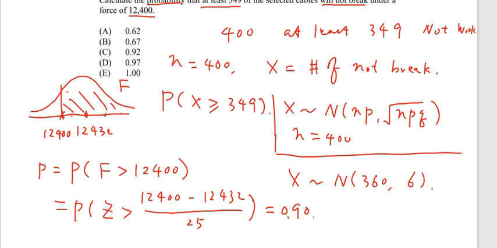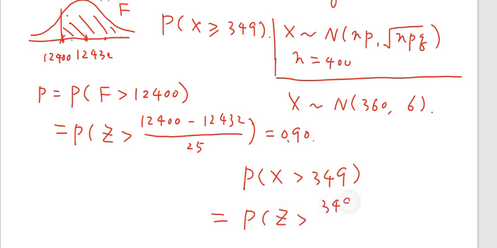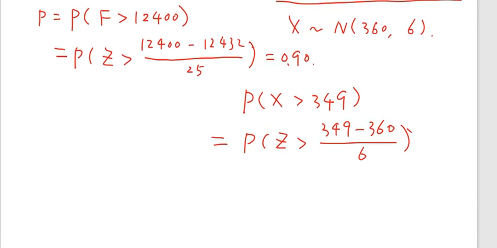Okay, so now the problem becomes like that. We need to find the probability that X is at least 349. So we just change this to a Z value: 349 minus 360 over sigma. And so we use the table, and finally we find this equals 0.97.